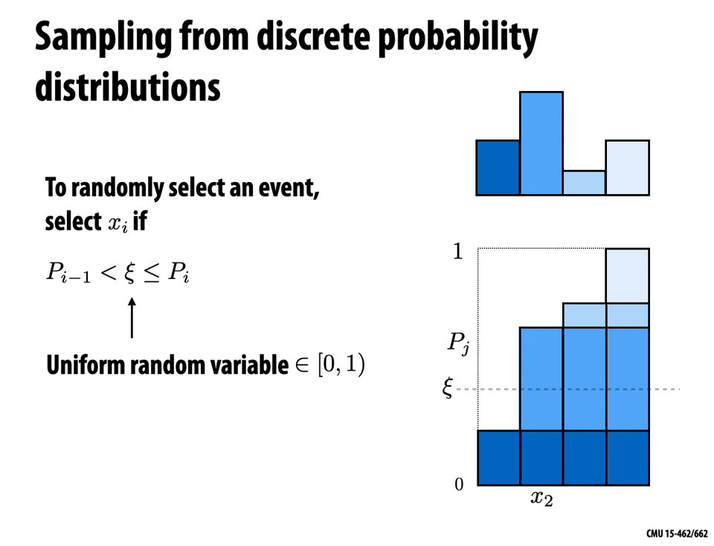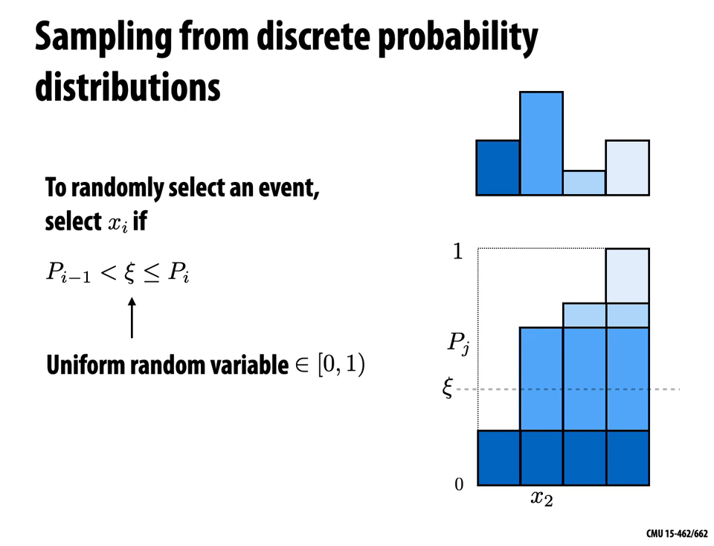Now if we want to generate a random sample, we actually first draw a random sample uniformly from the range 0 to 1. And this is something you can just ask for from your computer. You can call some random number generator that will give you a number between 0 and 1. Once we have this random number, xi, we just look in our cumulative distribution for where xi sits. So we look for p sub i minus 1 such that xi is greater than p sub i minus 1 but less than p sub i.